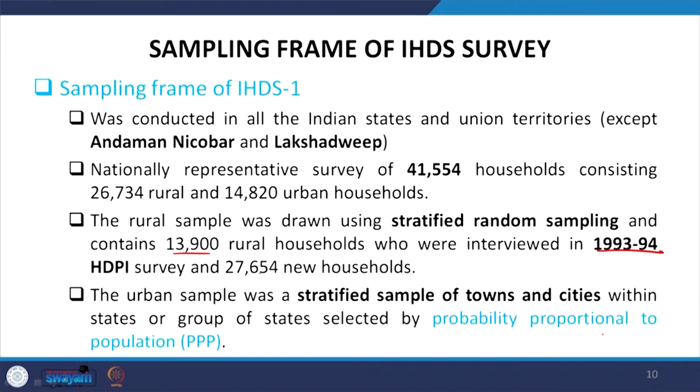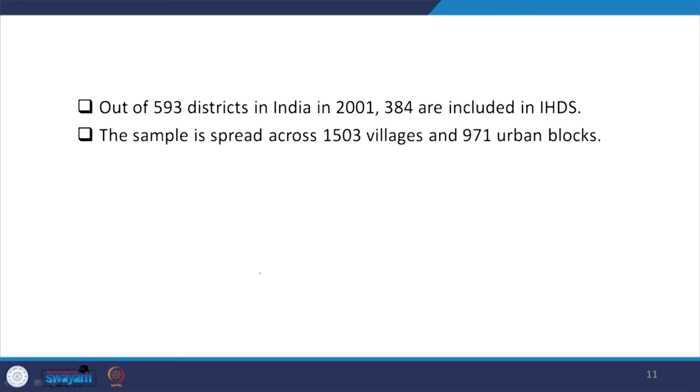27,654 new households are added in IHDS 1. And the urban sample was a stratified sample of towns and cities within states or groups of states selected by the sampling technique called PPP, probability proportional to population. Sometimes it is also called probability proportional to size sampling, where size refers to population. Out of the 593 districts in India in 2001, 384 are included for the IHDS survey. The sample is spread over 1,503 villages and 971 urban blocks. Regarding urban blocks, we discussed some ideas in NSS, but not necessarily the same is carried forward in IHDS. You have to mark carefully for the IHDS.